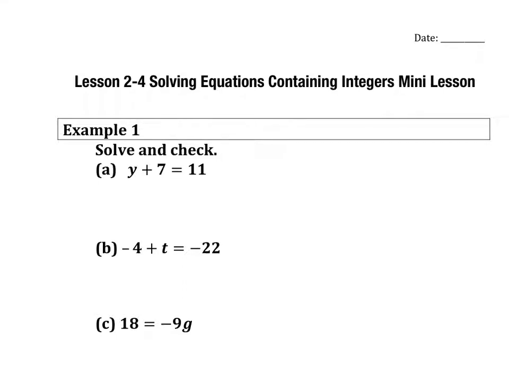So let's begin in example 1 with letter A. We're asked to solve y plus 7 equals 11. So right away we see the variable is being increased by 7. So the inverse operation will be to subtract 7.